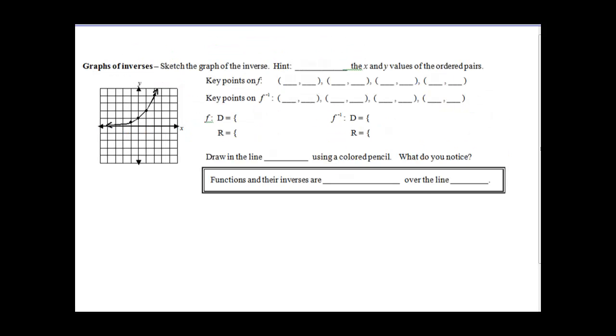What if we graph it? If we sketch the graph of the inverse, the hint is that we switch the x and y values to give us more points. For the first one, we have a couple points. Let's use -1, and that was about 1/2. (0, 1) is easy to see. (1, 2) is easy to see. And then (2, 4) is easy to see. If we switch each of the x's and y's, you should get (1/2, -1), (1, 0), (2, 1), and (4, 2).